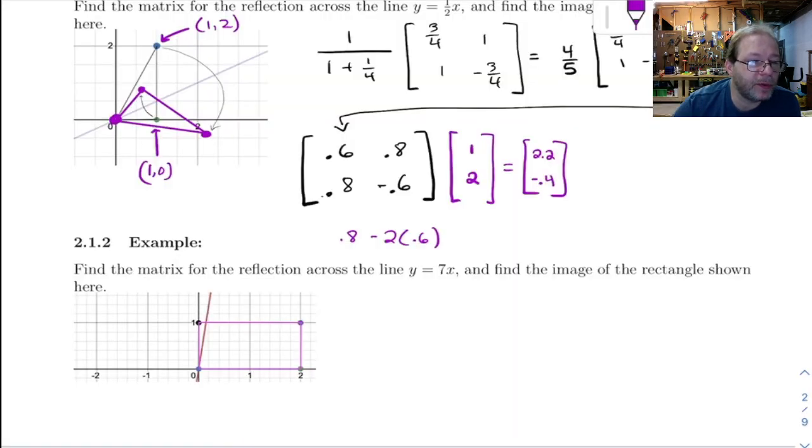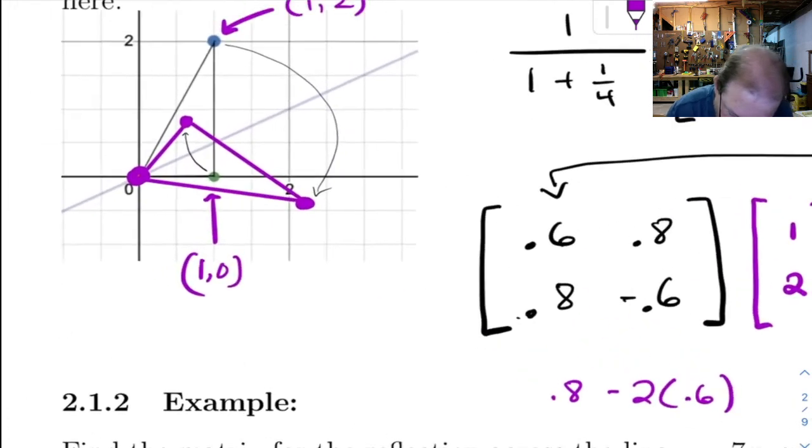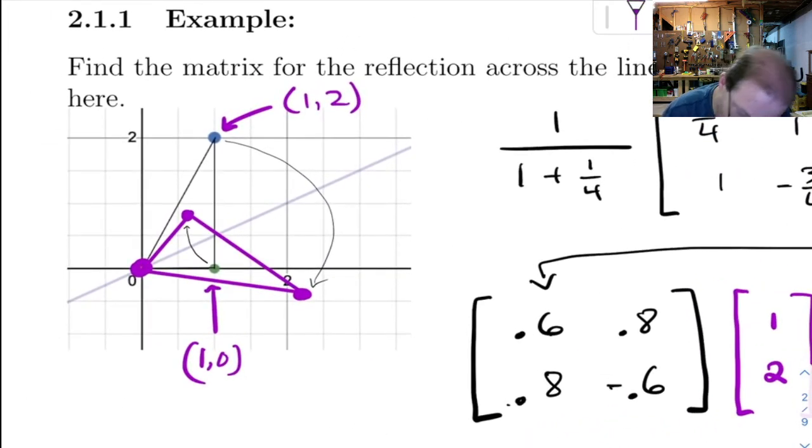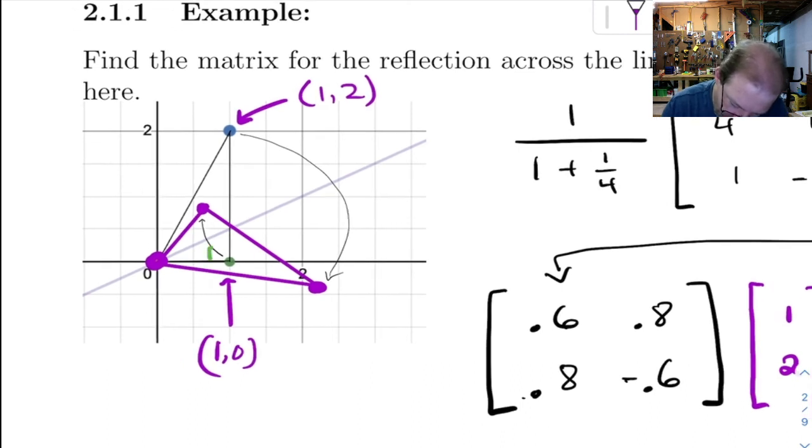Now I'll mention the orientation. If we look at this triangle, the original triangle had a right angle here. If we go clockwise, we go from 0 on the original to the not right angle to the right angle. On the image, if we go clockwise, we go 0, right angle, and then the not right angle. So the orientation changes there.